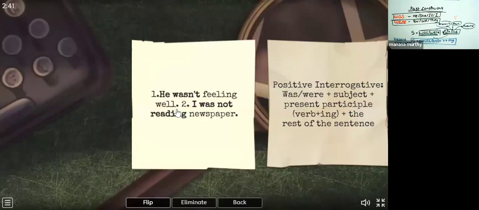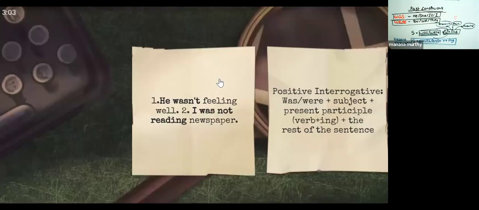He wasn't feeling well. He wasn't. Was not, contracted form is wasn't. If a work is not happening now, aren't. If a work was not happening before, wasn't. I was not reading newspaper. Wasn't. Action was not happening in the past.